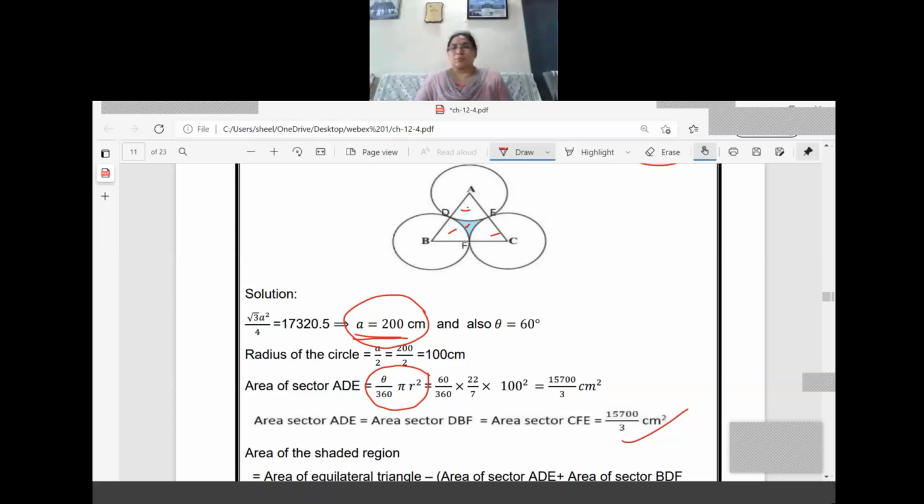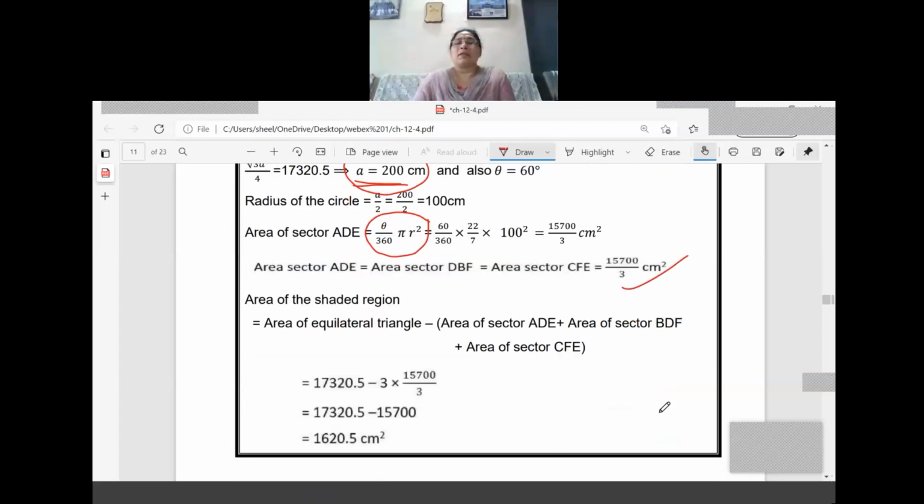And what is the next step? The area of the shaded region. The area of the shaded region means the area of the equilateral triangle minus the 3 sectors. Go through the diagram once again, all of you. What is asked here? The area of the shaded region. It means the area of the triangle; since it is an equilateral triangle, we say the area of the equilateral triangle. From that, the three sectors should be subtracted. So we have written here: area of the equilateral triangle minus the area of the sector ADE plus the area of the sector BDF plus the area of the sector CFE.